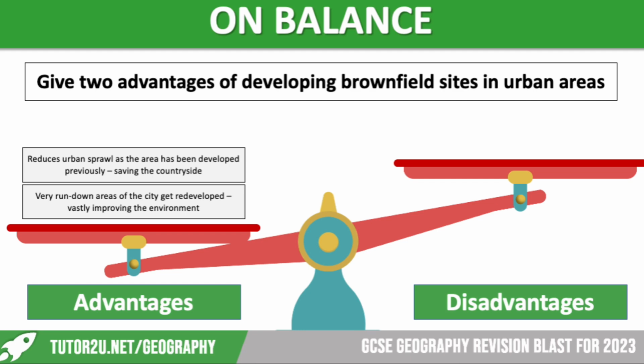Well, firstly, very rundown areas of the city get redeveloped, which vastly improves the environment. But it also reduces urban sprawl as the area has been developed previously, which saves the countryside. So rather than having to expand the city beyond and moving out into the surrounding areas, you are making use of areas that are actually already in the city.